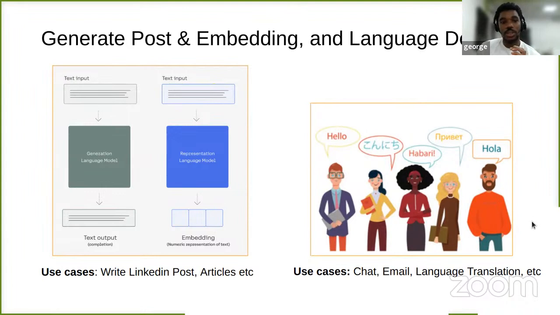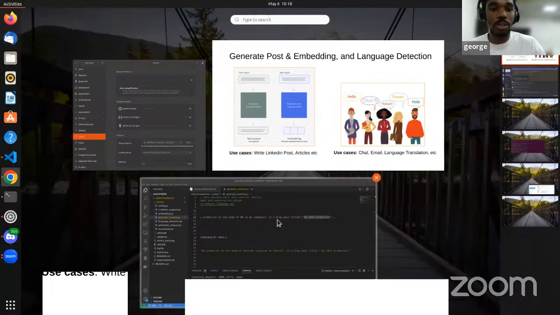Another thing you can do with it is language detection. This is a very interesting use case. It's going to tell you that this language is English, this is German, this is Spanish, and they all have different applications. You can use that for chats, for email, for different stuff. So let me do a demo on that.